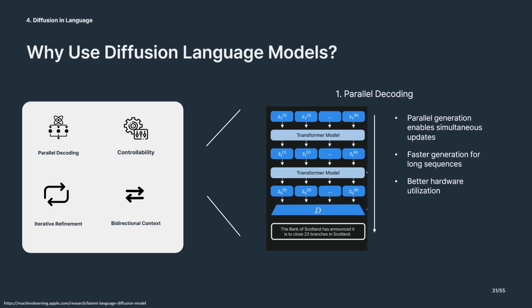This parallel generation not only leads to faster inference, especially for long sequences, but also unlocks better hardware utilization, since the model can fully leverage modern GPUs or TPUs in a more efficient way. This architectural difference makes diffusion models promising candidates for scaling text generation with lower latency and higher throughput.